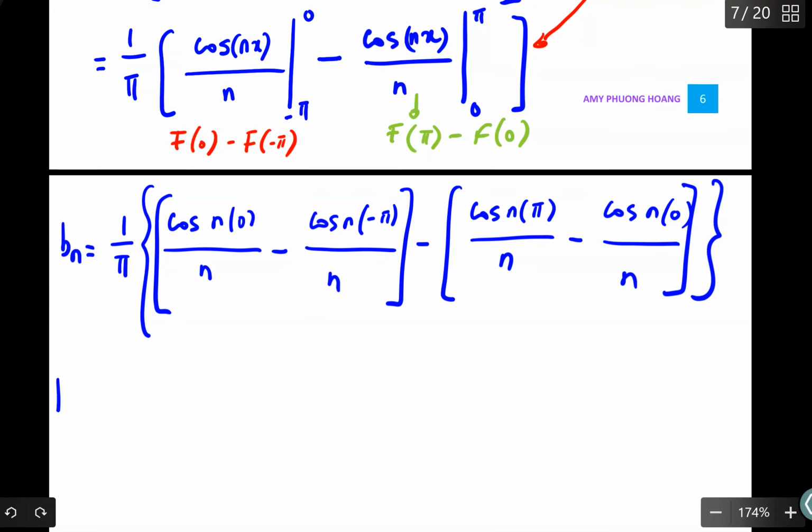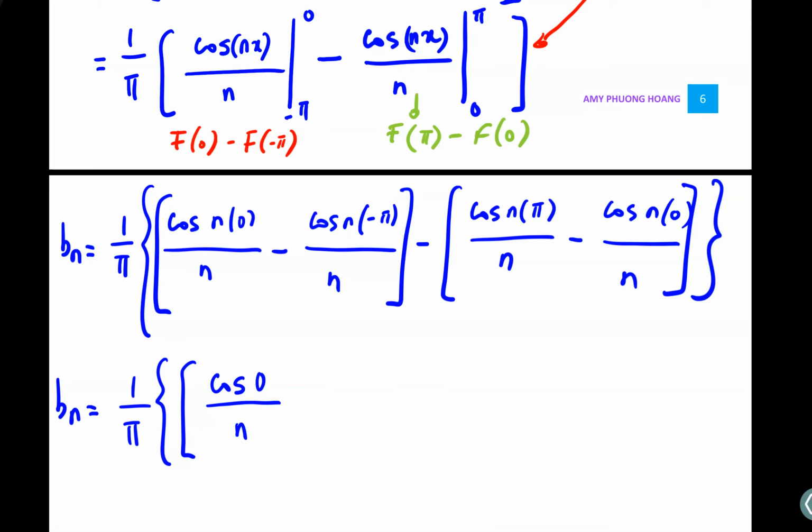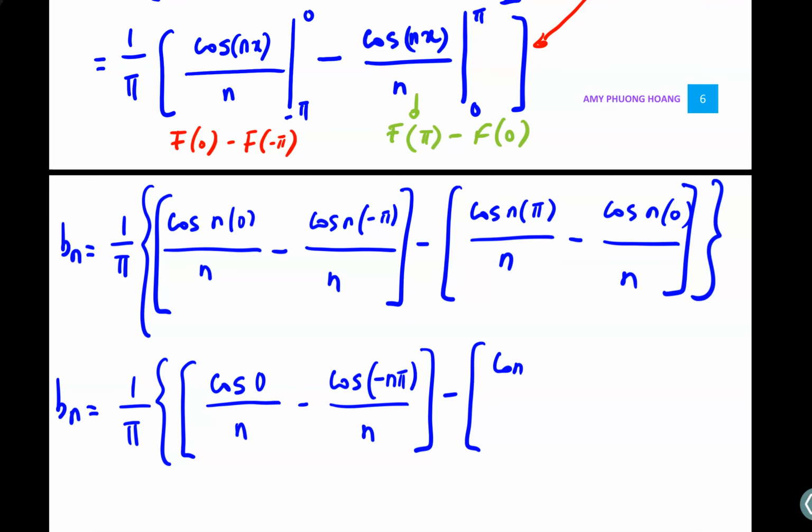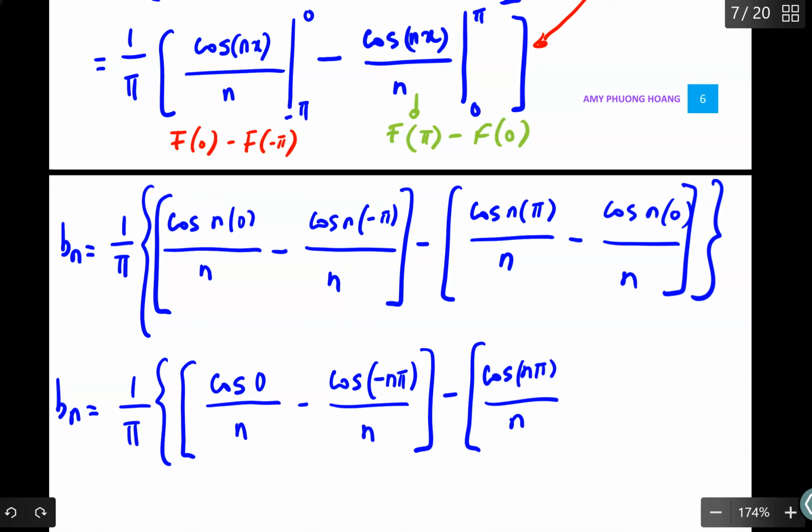Okay, so let's evaluate this. So Bn equal to 1 over pi, and in the bracket, this is what I should have. In this bracket, I should have cos of n times 0, so it will be cos of 0 over n, and in this case, I should have cos of negative n times pi divided by n, subtract cos of n times pi divided by n, and subtract cos of 0 divided by n.